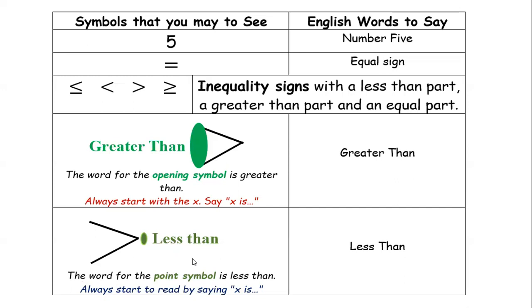Always start to read by saying X is, because X can be at the greater than part, X can be at the less than part. And always remember, in mathematics, you can read from left to right, up and down. You can read from any direction. So it depends on what you meet first. If you meet the point, you say less than. You always start with the X. If you meet the opening, you say greater than. But the symbol itself is called the inequality sign.